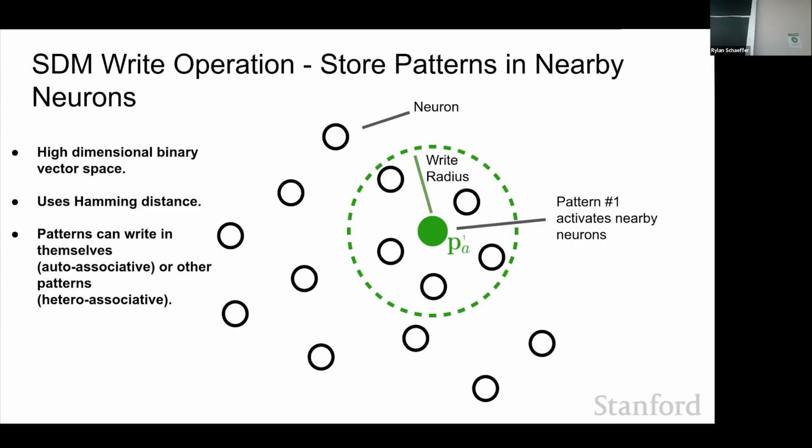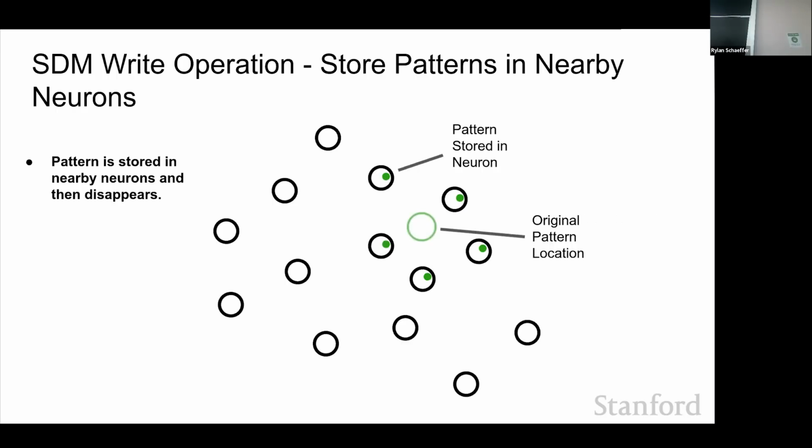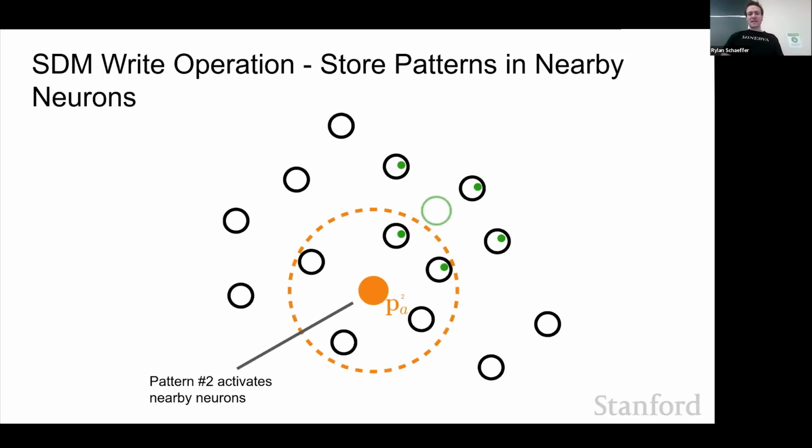So this pattern has a write radius, which is some Hamming distance. It activates all of the neurons within that Hamming distance. And then here, I just denote that each of those neurons are now storing that green pattern, and the green pattern has disappeared. So I'm keeping track of its location with this kind of fuzzy hollow circle. That'll be relevant later. So we're writing in another pattern, this orange one.